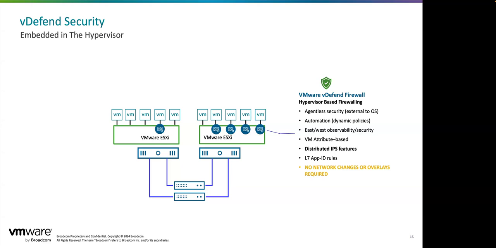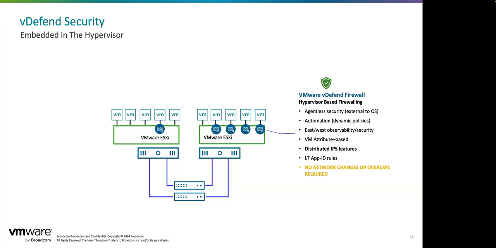Okay, so if it's not in the OS and if it's not in the physical network, the space in between is the hypervisor. And so that's what we've alluded to here a few times now: vDefend is a very unique architecture. It's an architecture that allows us to take advantage of the distributed compute that VMware has built its business on for over 2 decades. This hypervisor-based firewalling is an agentless security. So nothing has to change inside the VM. Nothing has to change at the physical network or overlay.